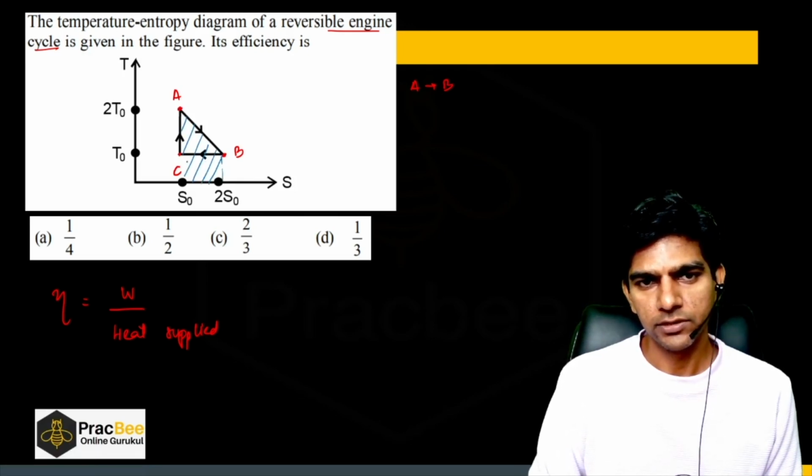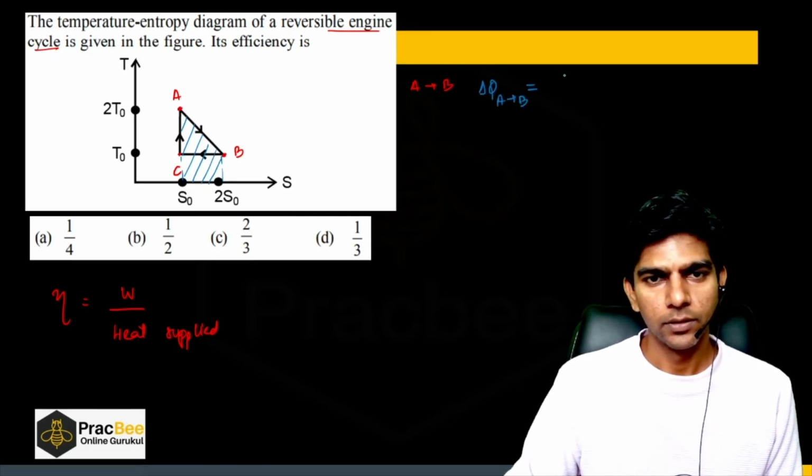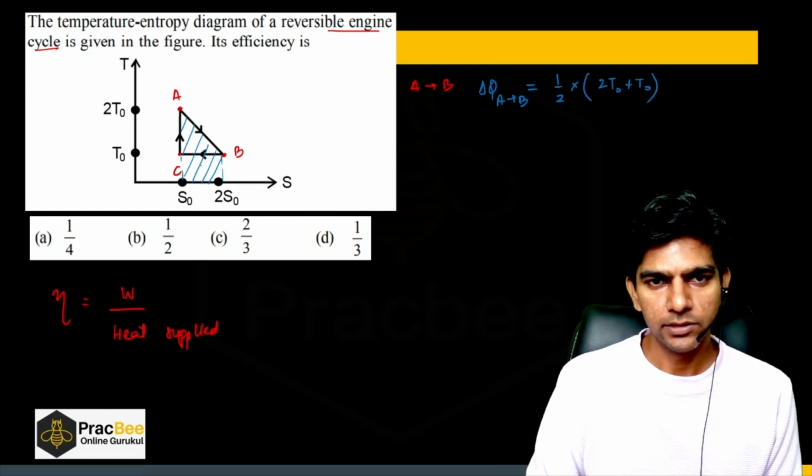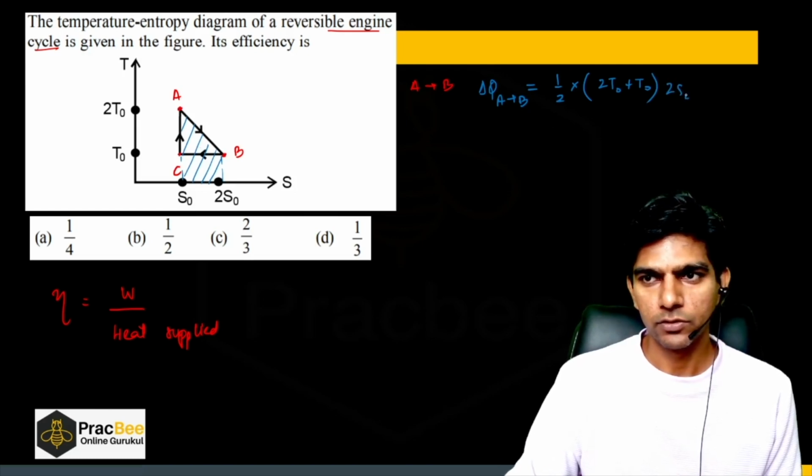So, can you see this trapezium? We can say delta Q from A to B will be the area under the temperature-entropy graph. So it will be half the sum of parallel sides, which will be 2T naught plus T naught, times the distance between the parallel sides, which is nothing but 2S naught minus S naught. So this comes out to be 1.5 T naught S naught.